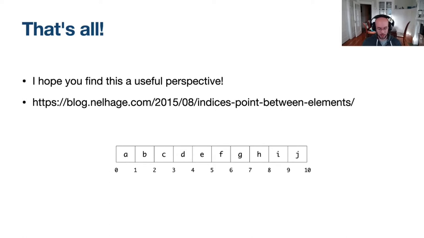So that's what I have for the talk today. I hope that you found this a useful perspective. Maybe think about it going forward. I find it ultimately most useful to be able to flip between both perspectives a little bit at will and to think about your indices pointing either at elements or between elements, depending on the problem you're solving. But I definitely use this between-element perspective as my default perspective if I'm reasoning through some tricky index arithmetic or otherwise.